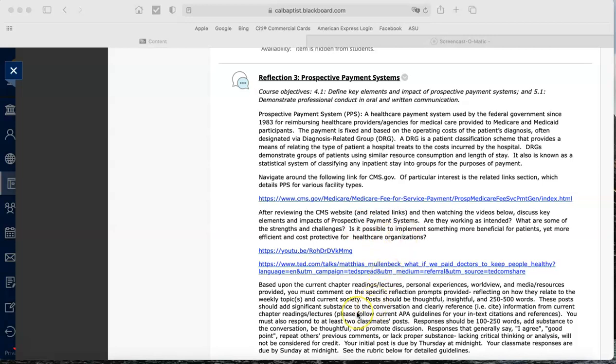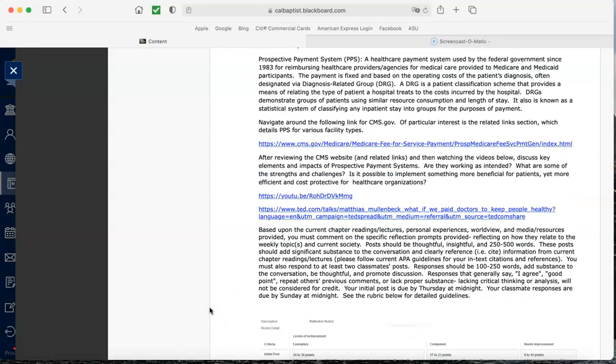Based on the current chapter reading and lectures, personal experiences, worldview, and media resources provided, you must comment on the specific reflection prompts that are provided, reflecting on how they relate to the weekly topic and current society. Your post should be thoughtful, insightful, and 250 to 500 words in length. And they should add significant substance to the conversation and clearly reference information from current chapter readings or lectures. And you must also respond to at least 2 classmates' posts.